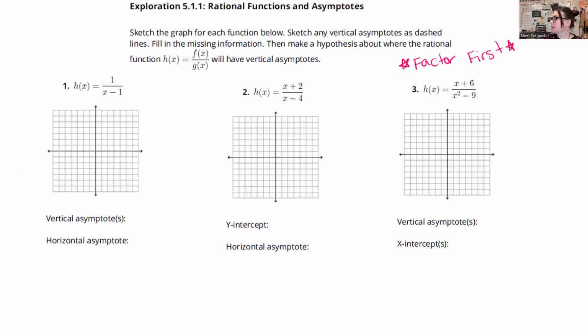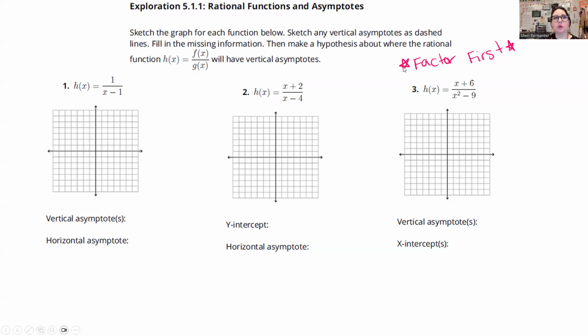This is the exploration that's in our packet. It says sketch the graph for each function below, sketch any vertical asymptotes as dashed lines, fill in the missing information, then make a hypothesis about where the rational function will have vertical asymptotes. Okay, let's do this. I'm going to kind of lead you through it because I know it's been a long time since we did this. So I'm going to kind of jog your memory.